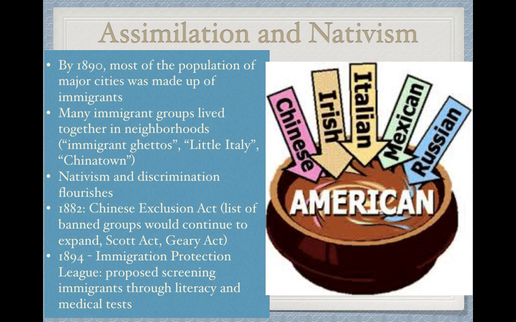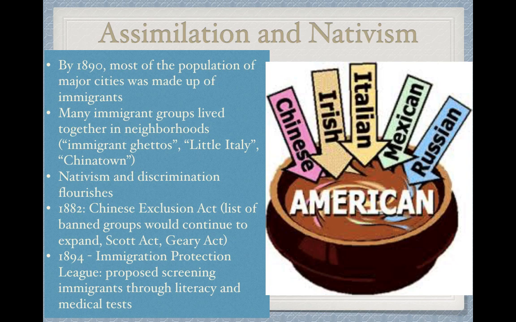We talked about the 1882 Chinese Exclusion Act, which provided banned groups. The list of banned groups in terms of immigration would do nothing but continue to grow. By 1894, we actually see the emergence of something called the Immigration Protection League, which would propose screening immigrants through literacy and medical tests. Could you read? Were you intelligent? What kind of job skills were you going to bring to the United States? And were you healthy? These kinds of things would determine whether or not you got in.